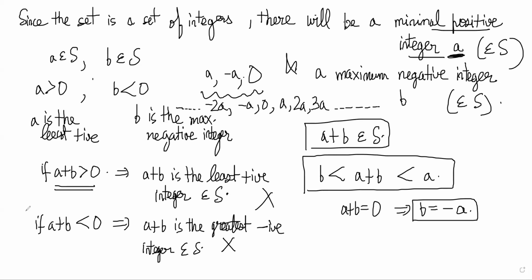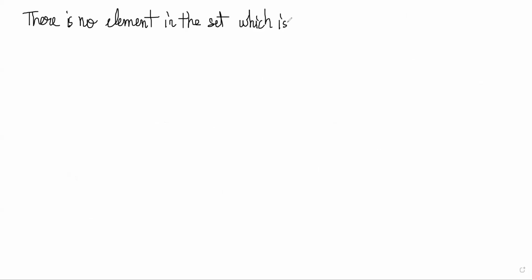What we will prove now is there is no element in the set which is not an integer multiple of A. So far, what have we done? We have proved that the set has elements like this.